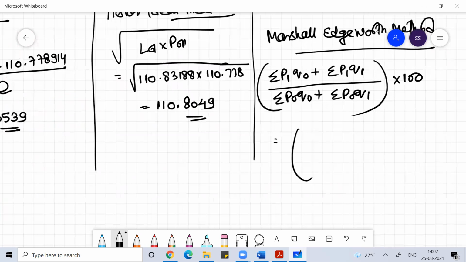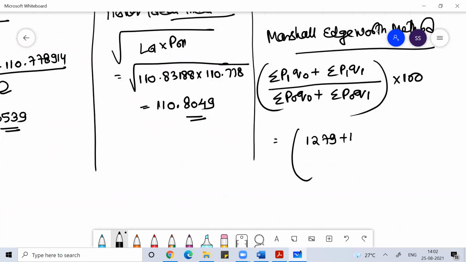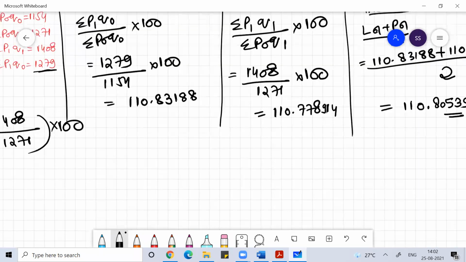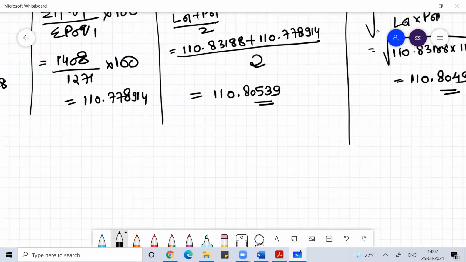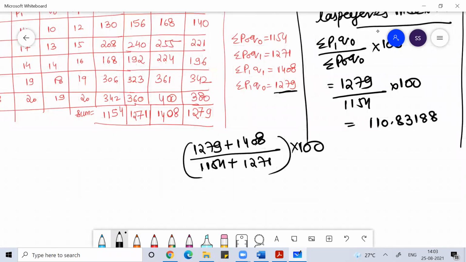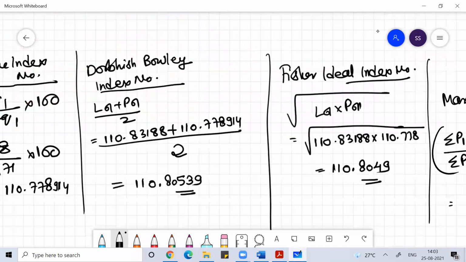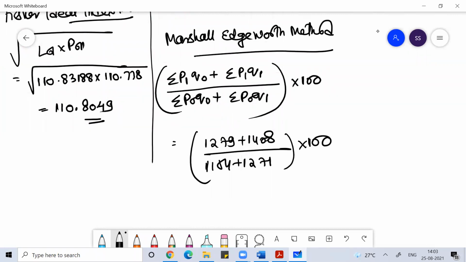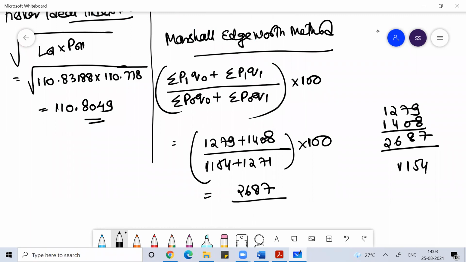So you can do the normal calculation. 1279 plus 1408, divided by 1154 plus 1271, into 100. 1279 plus 1408 is 2687, divided by 1154 plus 1271, which is 2425.